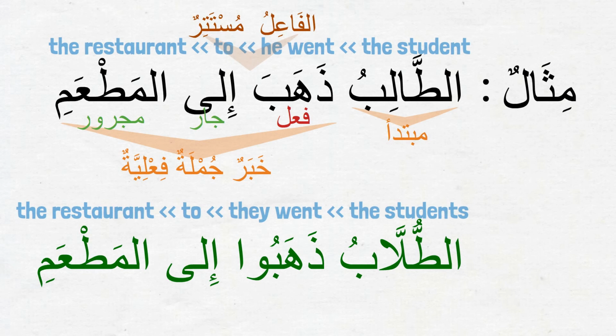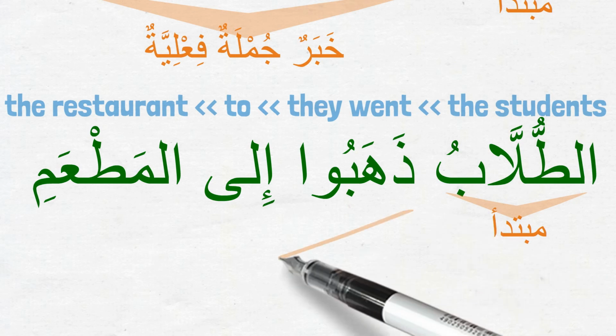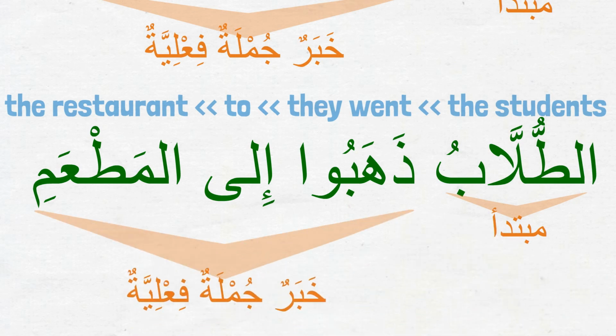The students went to the restaurant. But literally, the students, they went to the restaurant. This sentence is a jumla ismiya. Its mubtada is الطلاب. Its khabar is the jumla fi'aliyya ذهبوا إلى المطعم. They went to the restaurant.